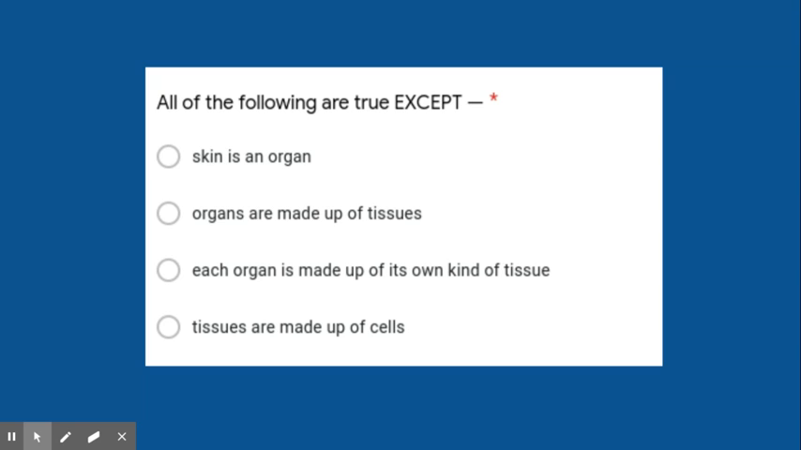All of the following are true except: skin is an organ. Organs are made of tissues. Each organ is made of its own kind of tissue, and tissues are made up of cells. So which one is not correct?